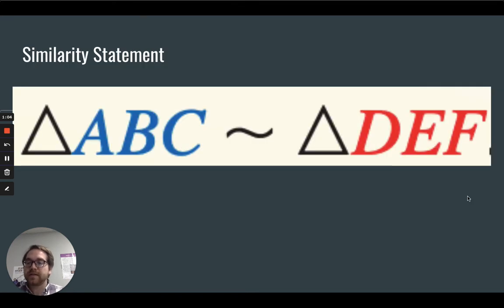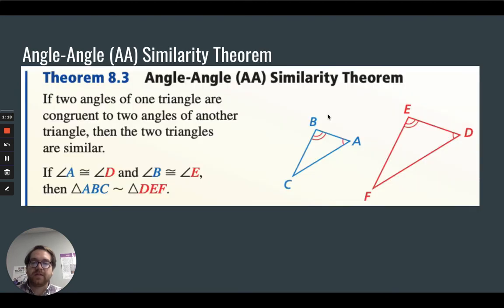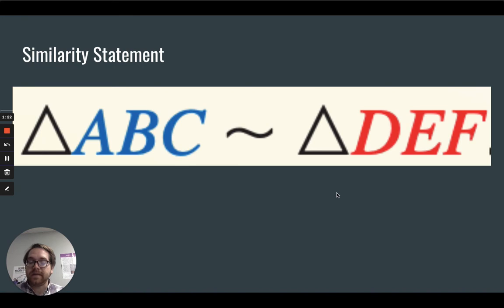You'll also notice that in this lesson we want to pay attention to what's called the similarity statement. Like what you're seeing here, this says triangle ABC is similar to, this is the symbol for similar, triangle DEF. That was these figures here. This is what's called a similarity statement, and it is written in such a way that it is telling you which angles are congruent to each other and which sides are corresponding to each other.